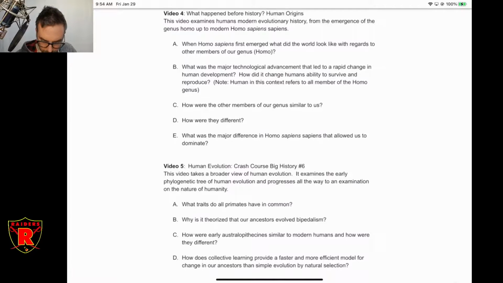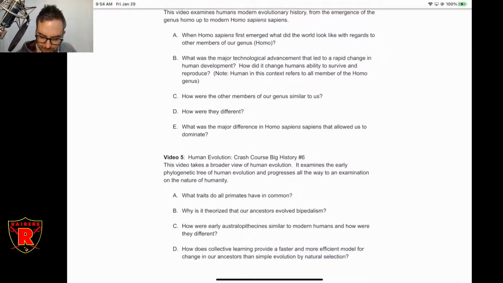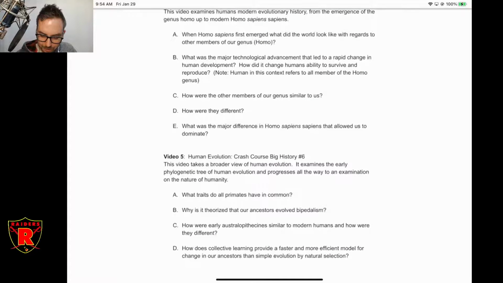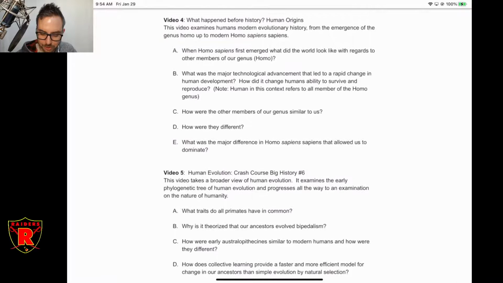Question D from video 5. How does collective learning provide a faster and more efficient model for change in our ancestors than simple evolution by natural selection? Okay, so the idea of collective learning is the idea that we have a knowledge as a society, whether it be verbal, so that would be like storytelling and communicating skills from parent to child. It's sort of like this living body of information that's contained within a society.